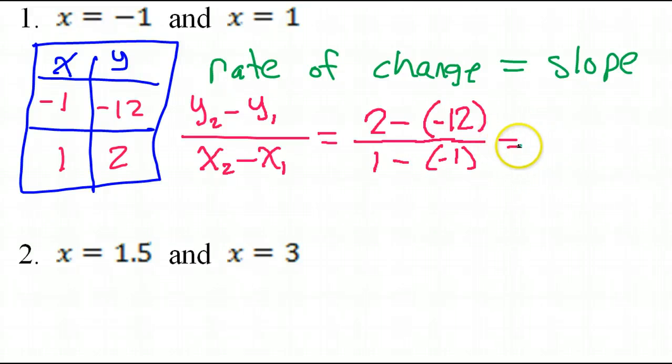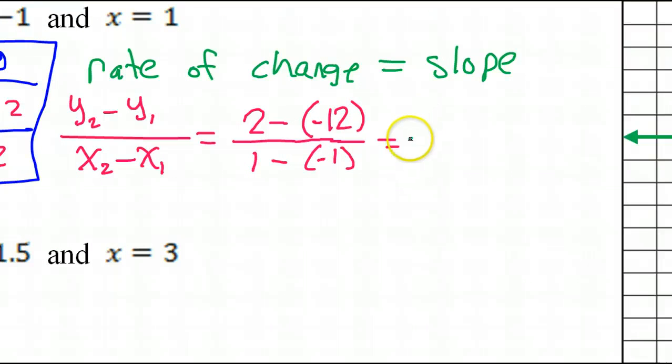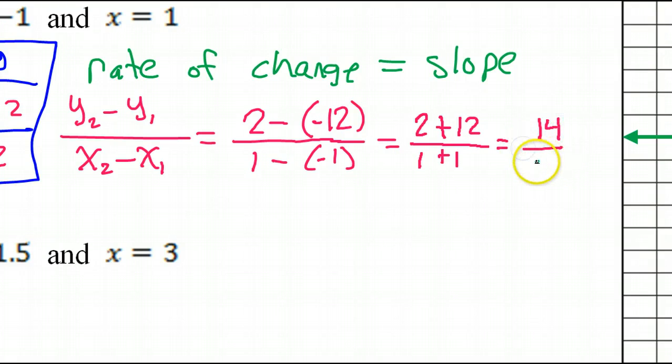Okay, now please remember how we handle a double negative like this. Minus and negative is addition. So this is the same thing as 2 plus 12 over 1 plus 1. Okay, so this is 14 over 2, which equals 7. So the rate of change is 7.